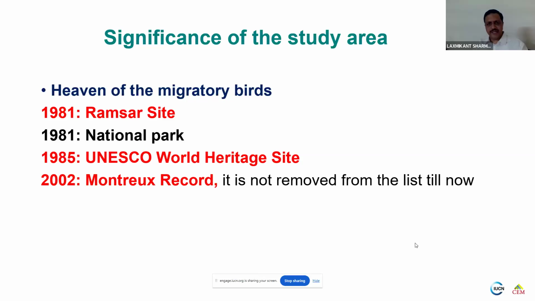The significance of the study area is that it is a haven for migratory birds. In 1981, it was considered a Ramsar site. In 1981, it was also considered a national park. In 1985, it became a UNESCO World Heritage Site. And in 2002, it was put on the Montreux Record, and it has not been removed from the list till now. So it is a very threatening situation, and it is a very fragile ecosystem. That's why we have taken this particular Keoladeo National Park as the study area.